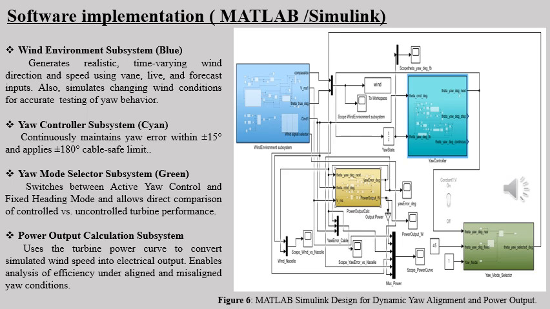Finally, the power output calculation subsystem uses the turbine's power curve to convert simulated wind speed into electrical output. This helps measure how much power is gained or lost under aligned or misaligned yaw conditions. Together, these four subsystems create a complete digital twin of the turbine, allowing safe and accurate simulation of the yaw behavior before implementing it in hardware.